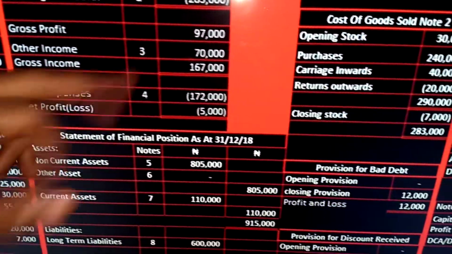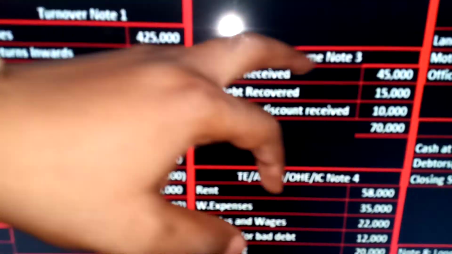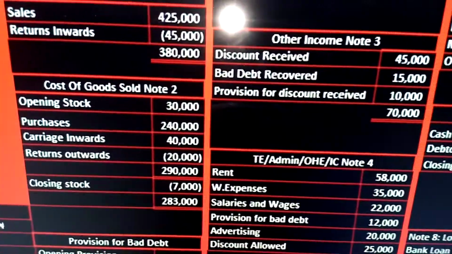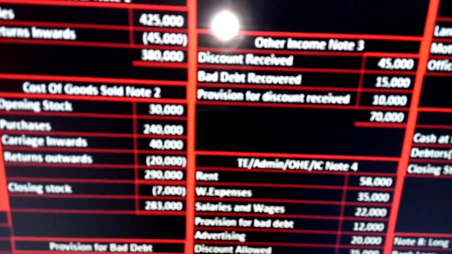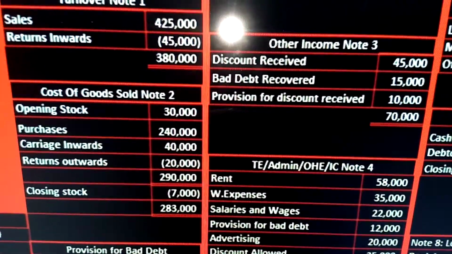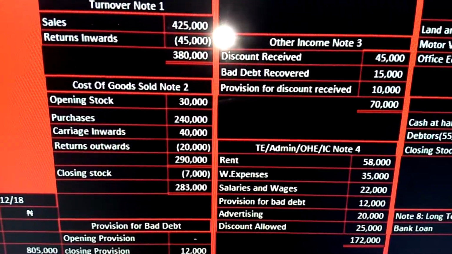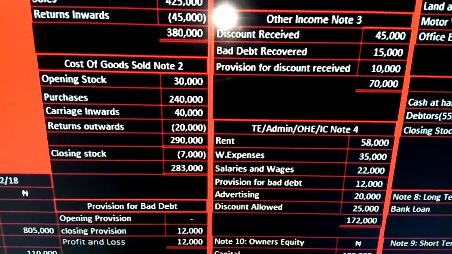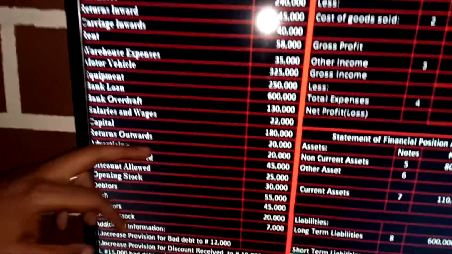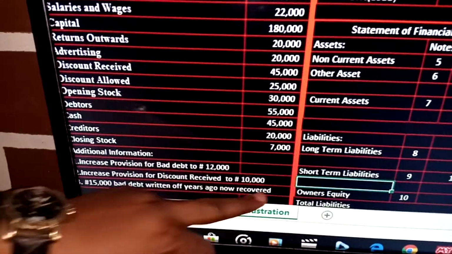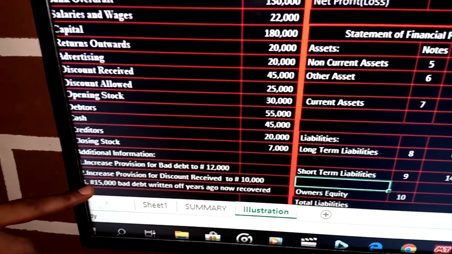Now we have other income, note 3. How do we get other income? Discount received is in the question, 45,000. Bad debt recovered. Remember, in the additional information they said there was a bad debt written off years ago of 15,000, and now it has been recovered. So it will be an income, and your cash will also increase. If we come to the question, our discount received is 45,000. That is what we have here under other income. Under note 3, bad debt written off years ago now recovered: cash comes in, income will increase. So that's why we have bad debt recovered here, 15,000.